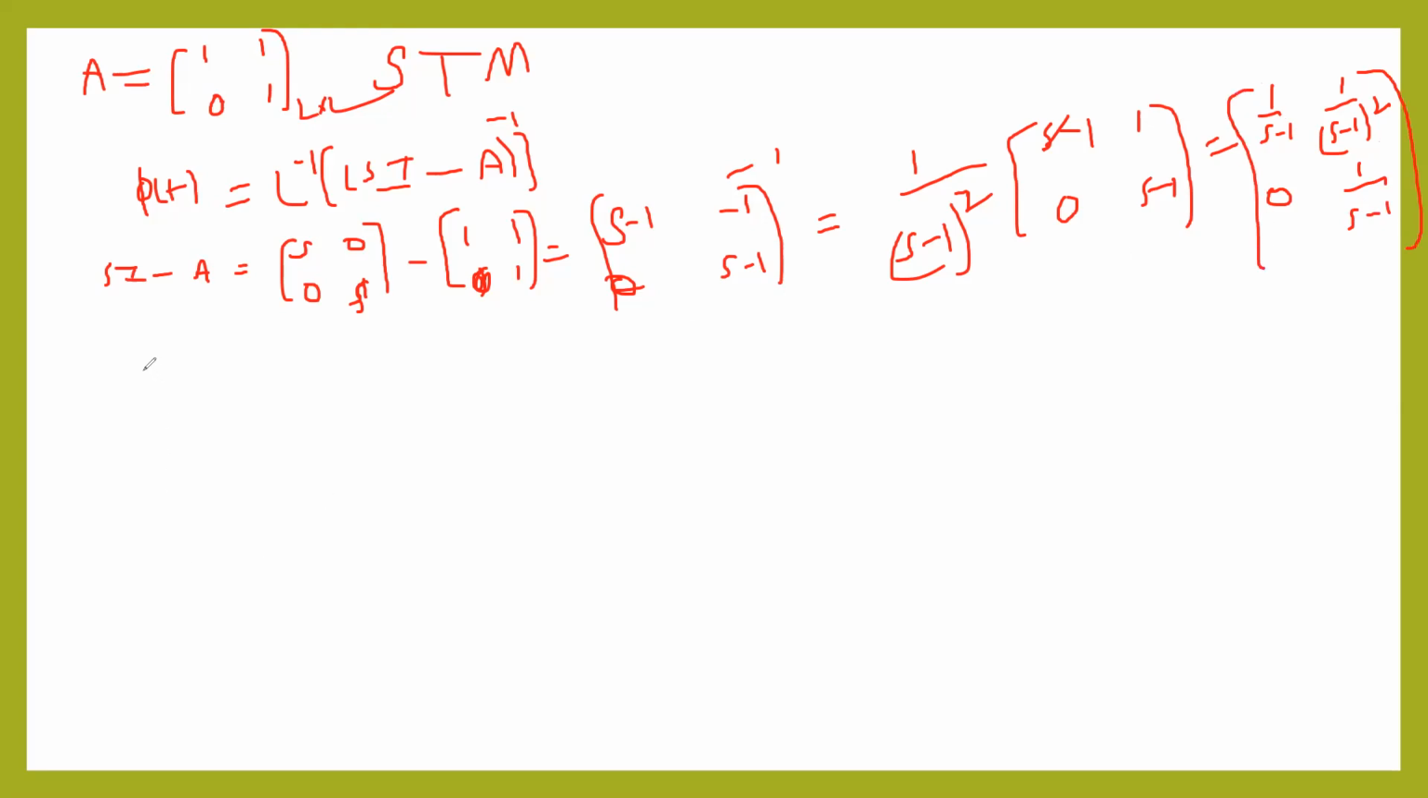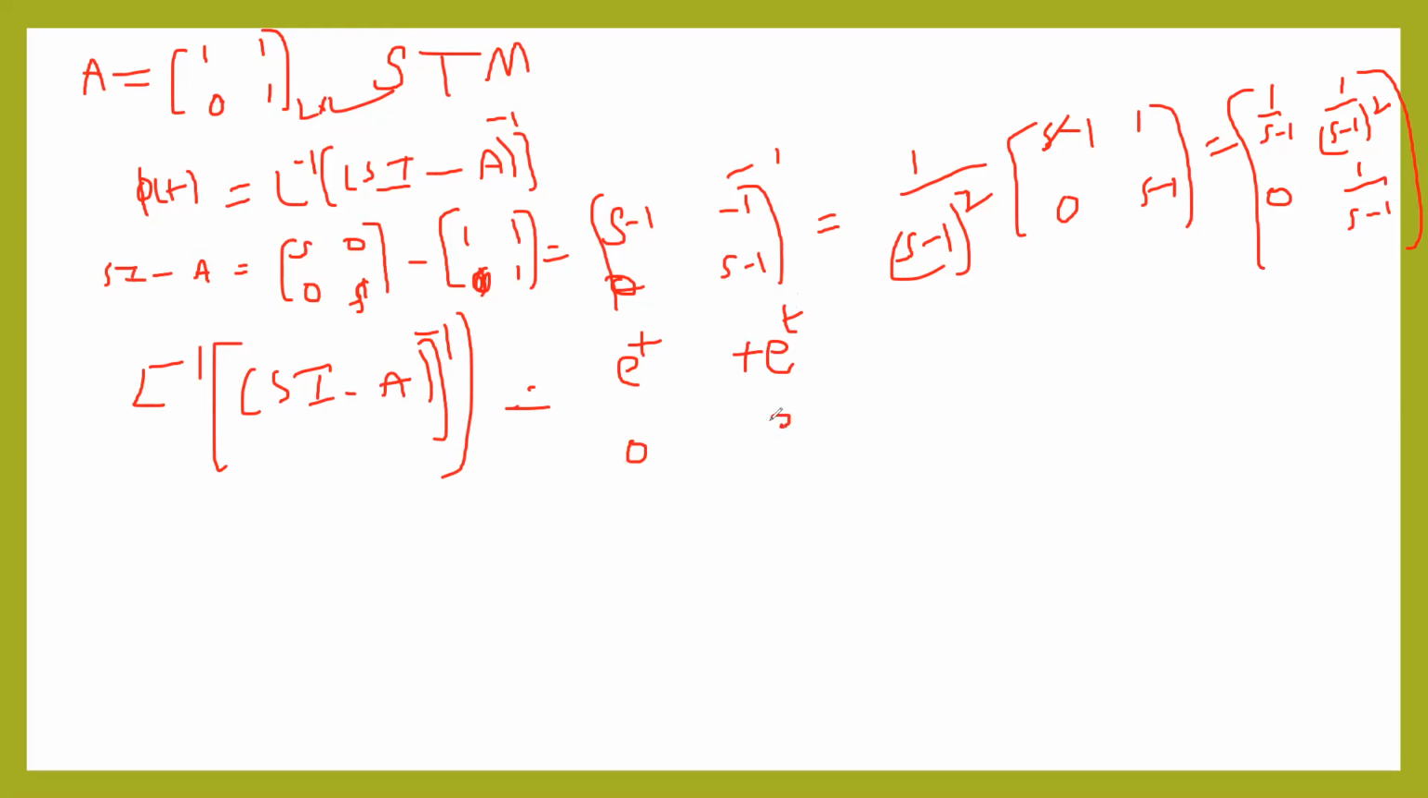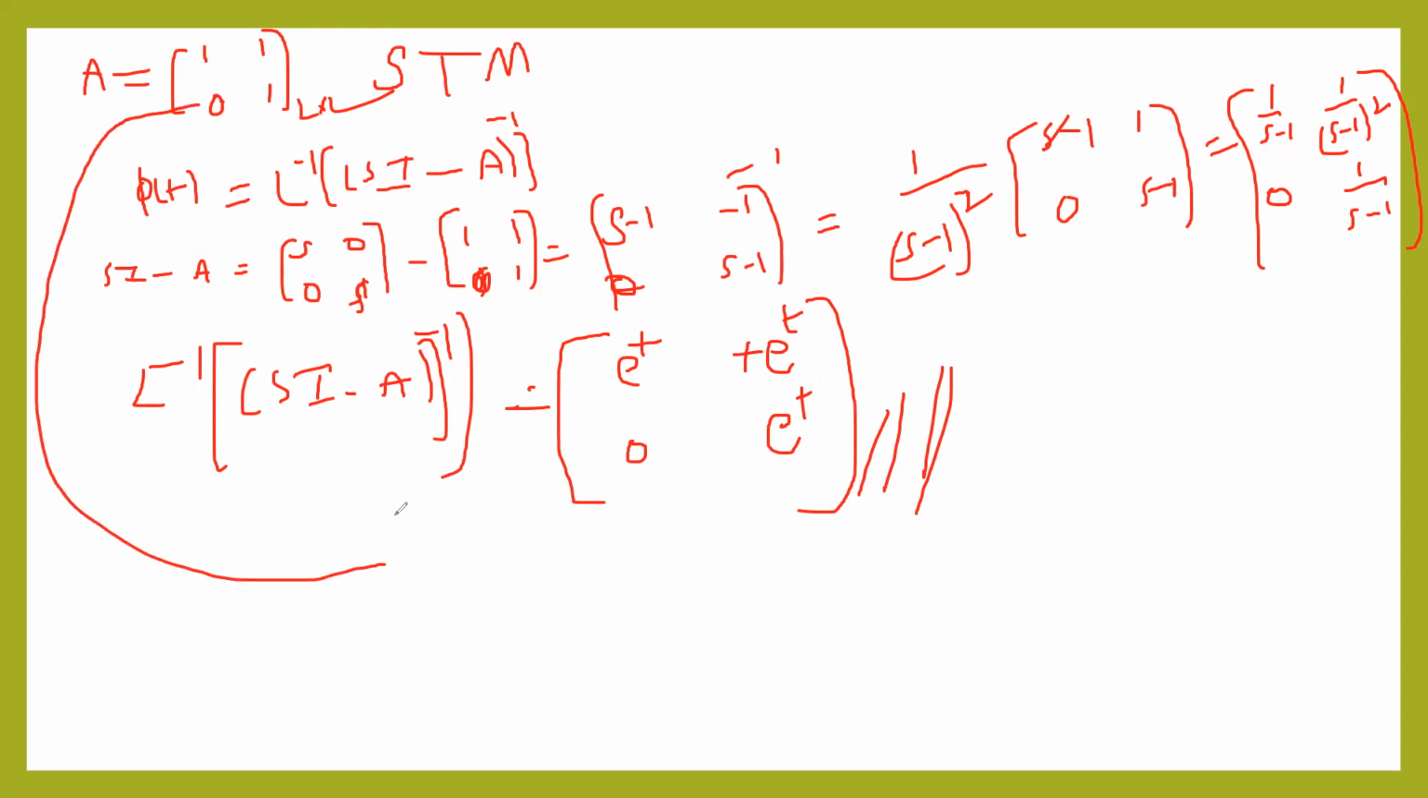So the Laplace inverse of (sI minus A) whole inverse: the Laplace inverse of 1 by s minus 1 is e power t. The Laplace inverse of 1 by (s minus 1) whole square is t into e power t. Then 0, and next e power t. This is the solution for the state transition matrix for the given A matrix 1 1 0 1.